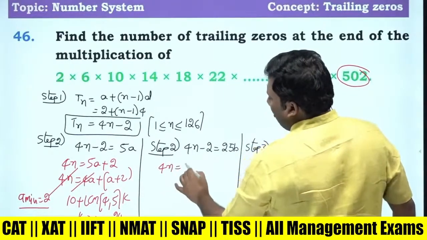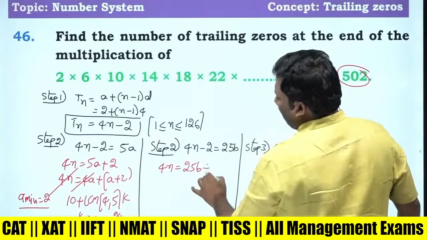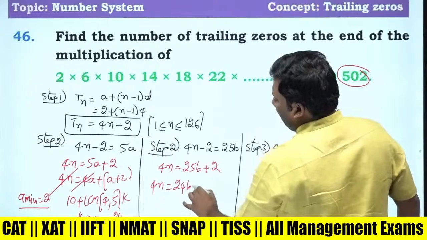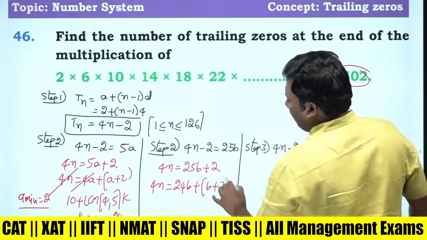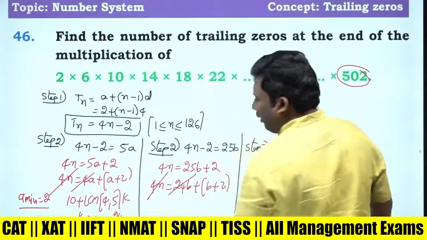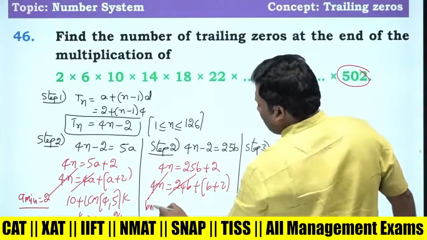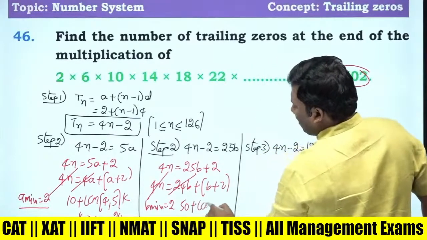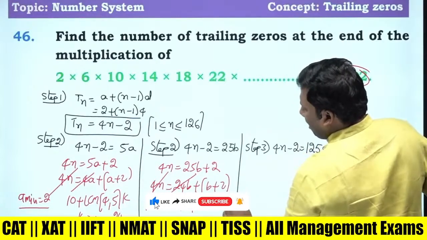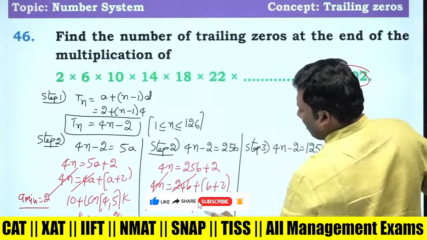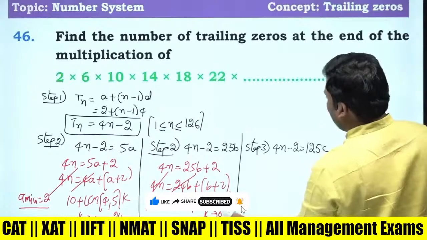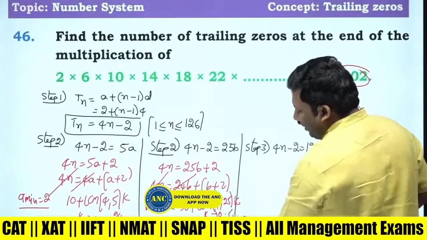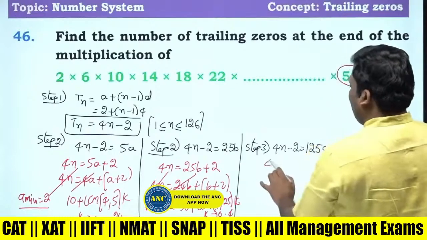Second case, 4n equivalent to 25b plus 2. 4n equivalent to 24b plus b plus 2. Divisible by 4. B minimum will be 2. So it is 50 plus LCM of 4 comma 25 into k. K will be 0 to 4. 5s are 500. 500 plus 50, 550.